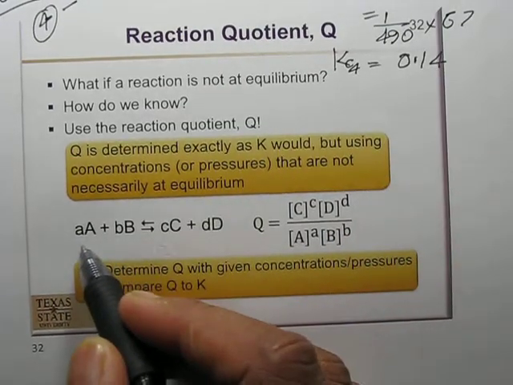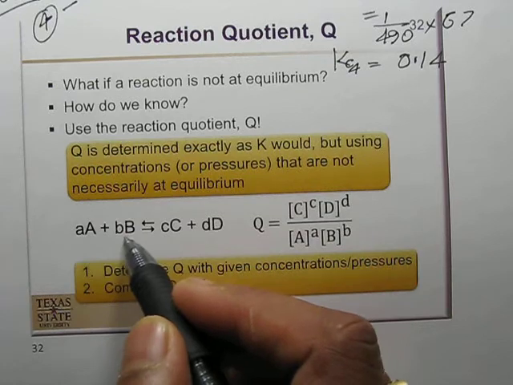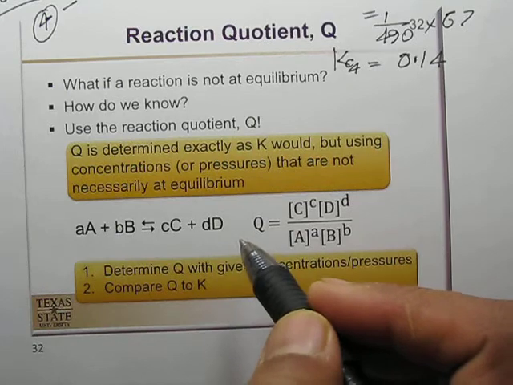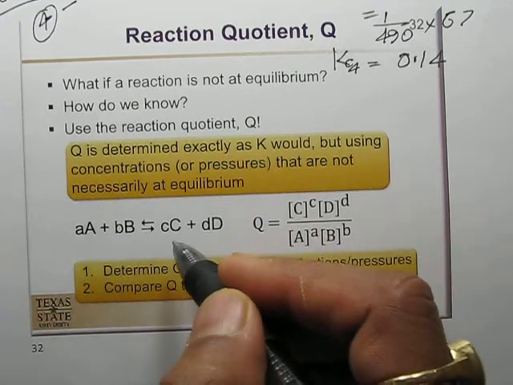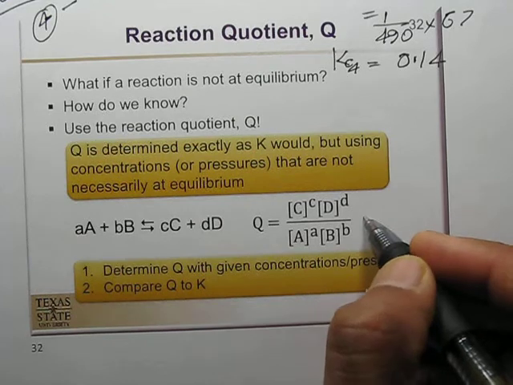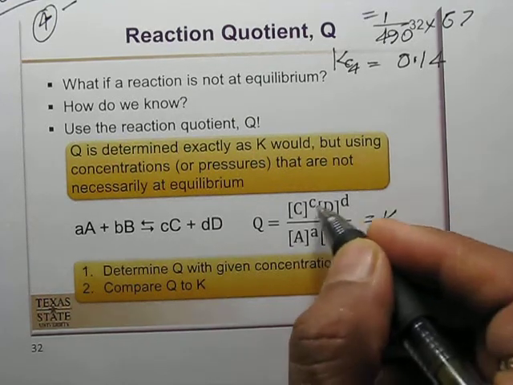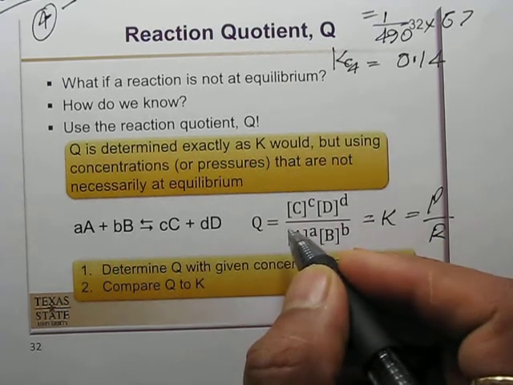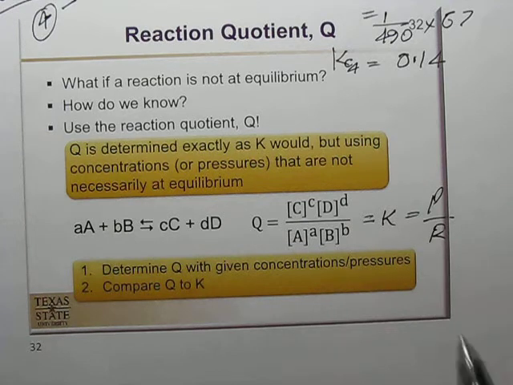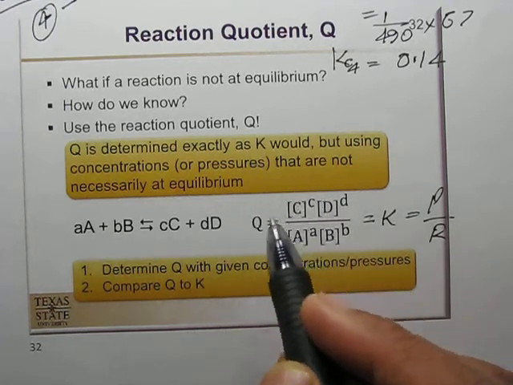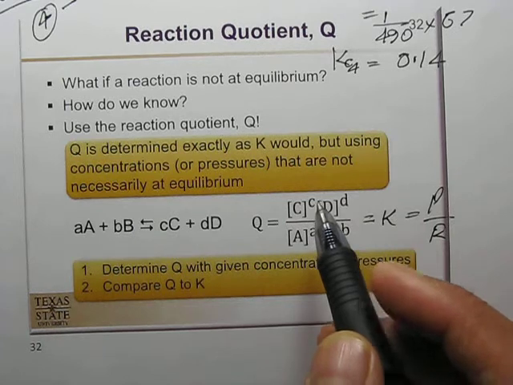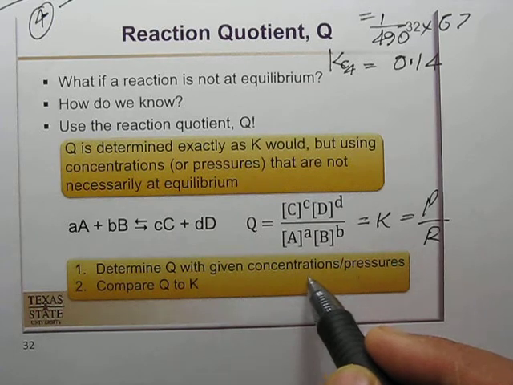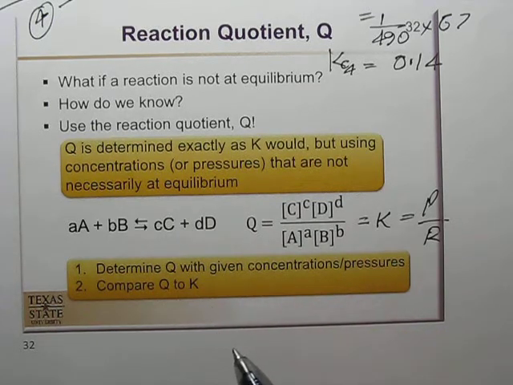For example, if this reaction is written with A and B as reactants and C and D as products, and small a, small b, small c, small d are the coefficients. When we write the equilibrium constant K, we write product divided by reactant. The same way we write the reaction quotient also. The only difference is that when we do not know if the reaction has reached equilibrium, then we calculate Q. So determine Q with the given concentrations or pressures and compare K and Q.